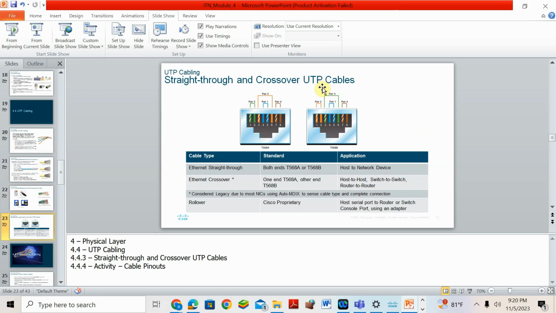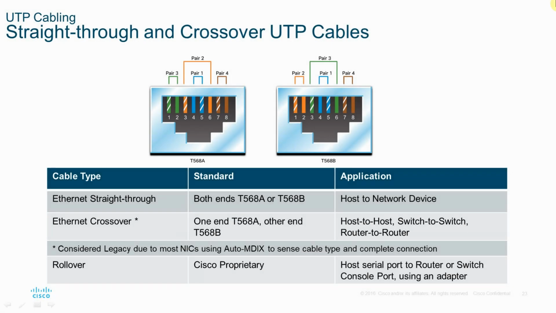Straight through and crossover. So here there are two standards, T568A and T568B. So T568A means green white and green is one pair. Orange white and orange make another pair. Blue and blue white make another pair. Brown white and brown make another pair. Here the colors, see, change. Here we start with green white and green. Here we will be starting with orange white and orange. The color is changing. This is T568B.